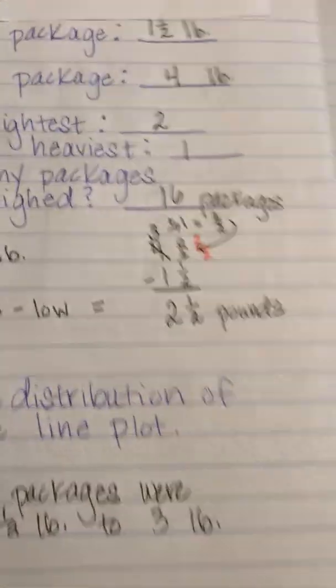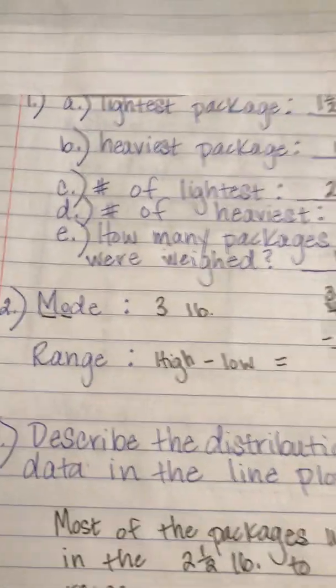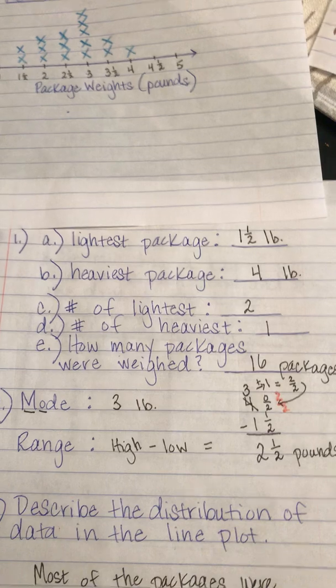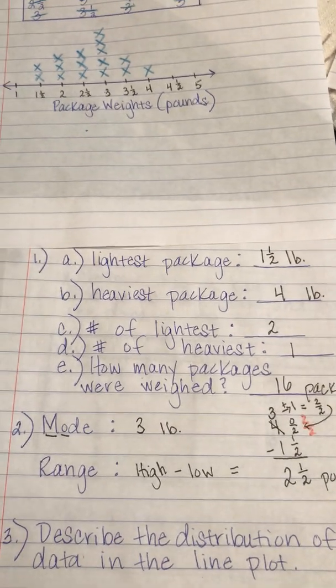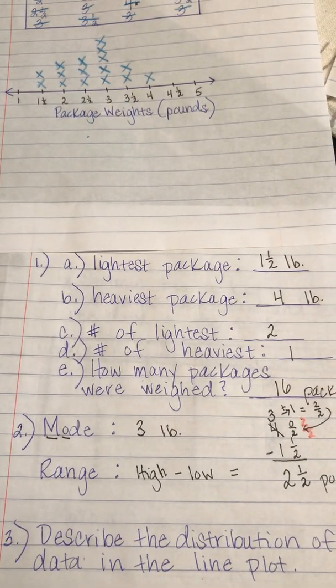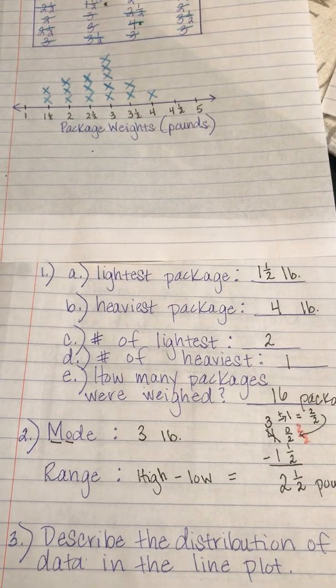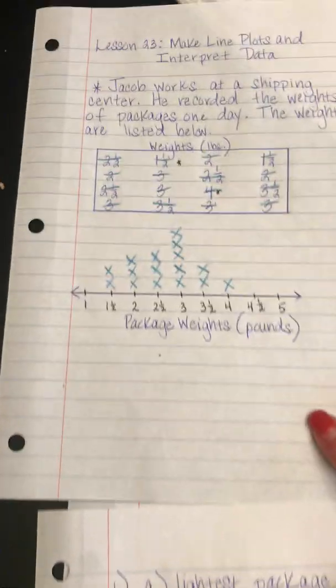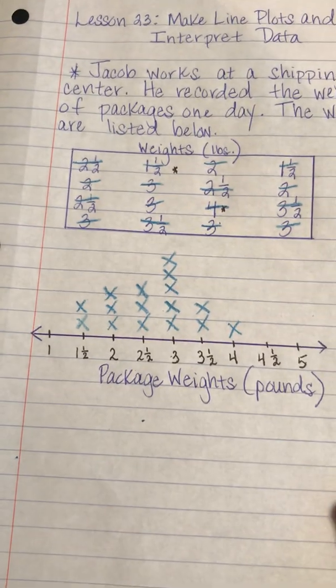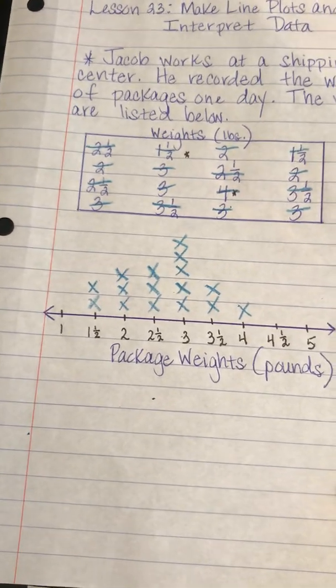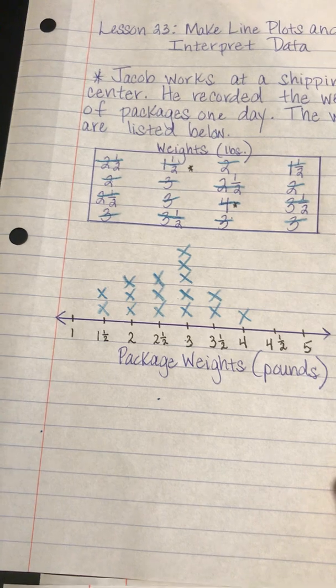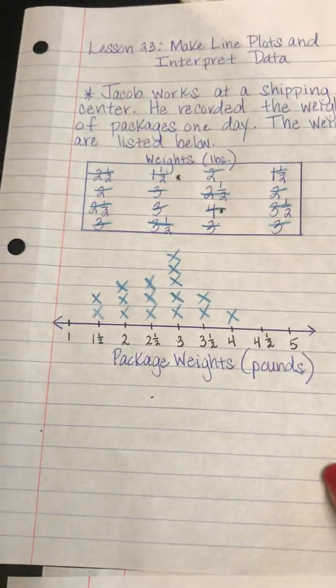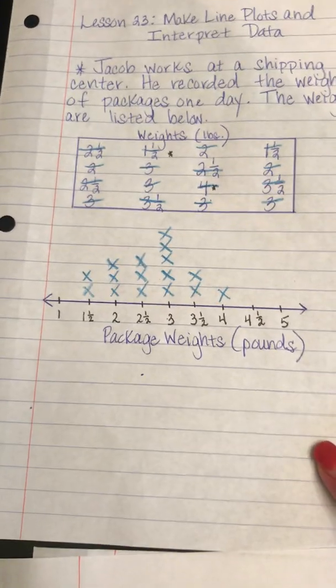Now, let's look at our last question here. And I actually already wrote the answer because I thought I was recording. Number 3, describe the distribution of data in the line plot. So basically what this is saying is, what do you see when you look at this line plot? How are the x's spread out? Do they gather around one of the places, one of the weights? What are the trends here?